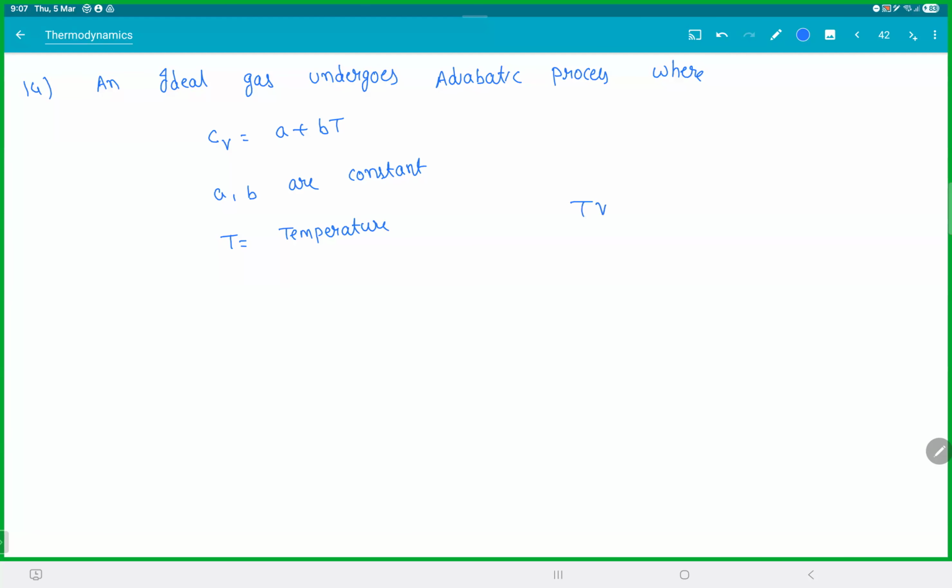You cannot say TV^(gamma minus 1) is constant. This is not valid here. That formula was derived under the assumption Cv was fR by 2, constant. But here Cv is changing. Find the relation between temperature and volume.